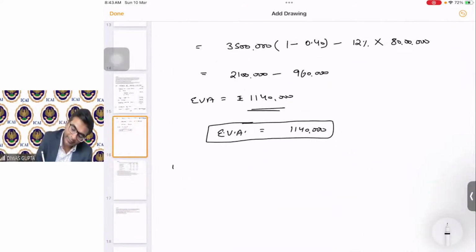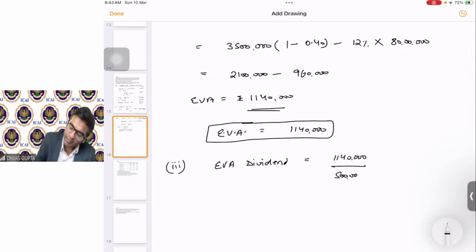Third part. So what is the maximum dividend? That is the third A part, right? So the EVA dividend can be 11,40,000 divided by 5 lakh. 5 lakh is the number of shares.